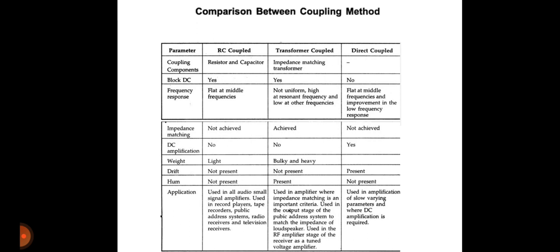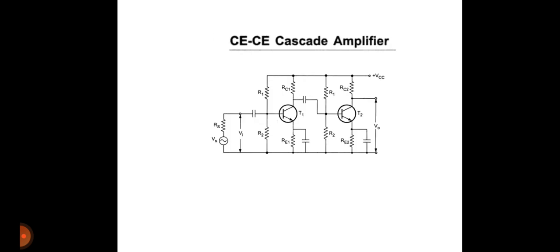Applications: RC coupled is used in all audio small signal amplifiers, record players, tape recorders, public address systems, radio receivers and television receivers. Transformer coupled is used in amplifiers where impedance matching is required, in the output stage of public address systems to match the impedance of the loudspeaker, and in the RF amplifier stage in the receiver as a tuned voltage amplifier. Direct coupled is used in amplification of slowly varying parameters and where DC amplification is required. So wherever DC amplification is required, which coupling circuit will be used? Direct coupled circuit will be used.